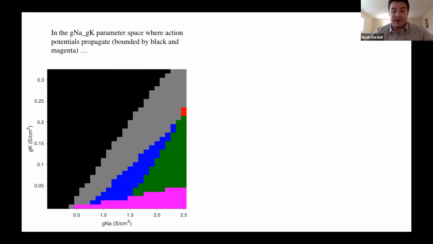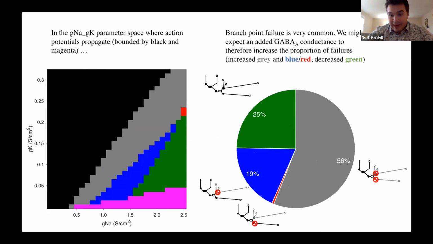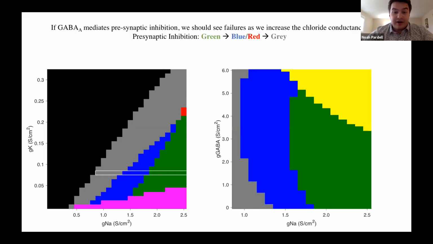So in that parameter space, the gray, the colorful one, branch point failure is common, as we see in the pie chart. So if we increase chloride conductance with these GABA-A channels at the branch point, we should increase failure. So if we fix potassium conductance on the y-axis, and put it on the chart on the right, and on our y-axis, we titrate GABA conductance or chloride conductance, we would expect increased failure. We would expect the cells to go from green to blue or red to gray.